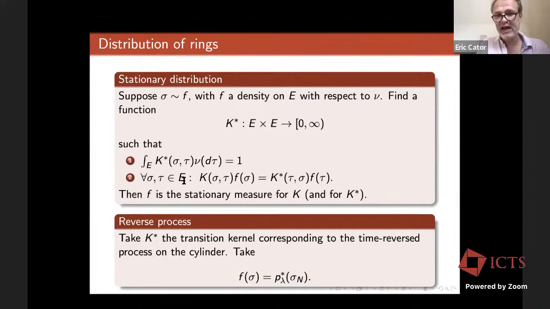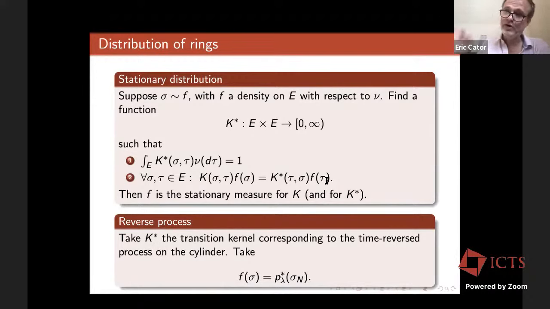And then here I enforce some kind of detailed balance. So going from sigma to tau times f sigma in the original transition kernel k must be the same as going from tau to sigma in the new transition kernel k star times f of tau. So from sigma to tau times f sigma, and from tau to sigma times f tau.